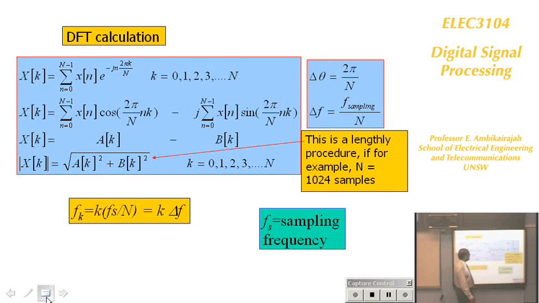So let's look at DFT calculation. How do you do a DFT calculation? Let's look at one.